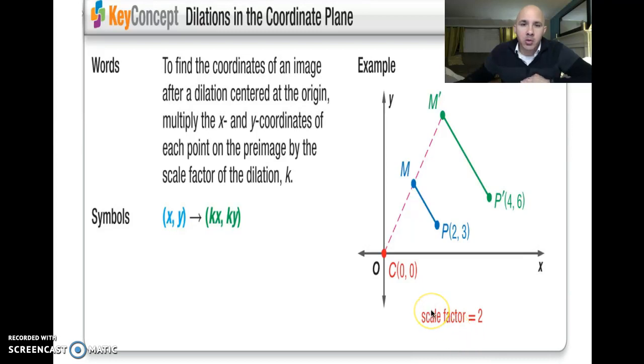So to find the coordinates of an image, and our image here will be PM, and it's going to be dilated at the center, or at the origin, and you have a scale factor of 2. All you're doing is taking your coordinate point and multiplying it by the scale factor. So 2 times 2 gives you your 4, 3 times 2 will give you your 6. If you have any questions on this particular example, you can let me know.